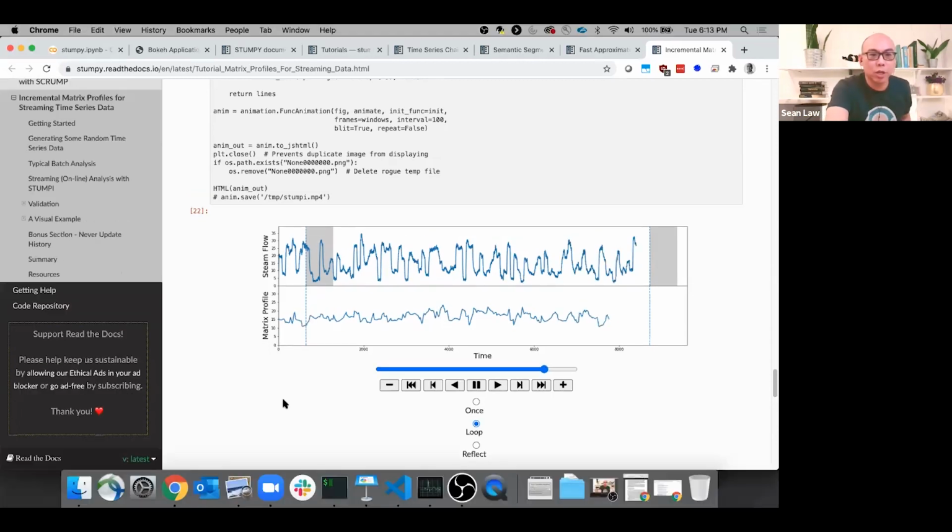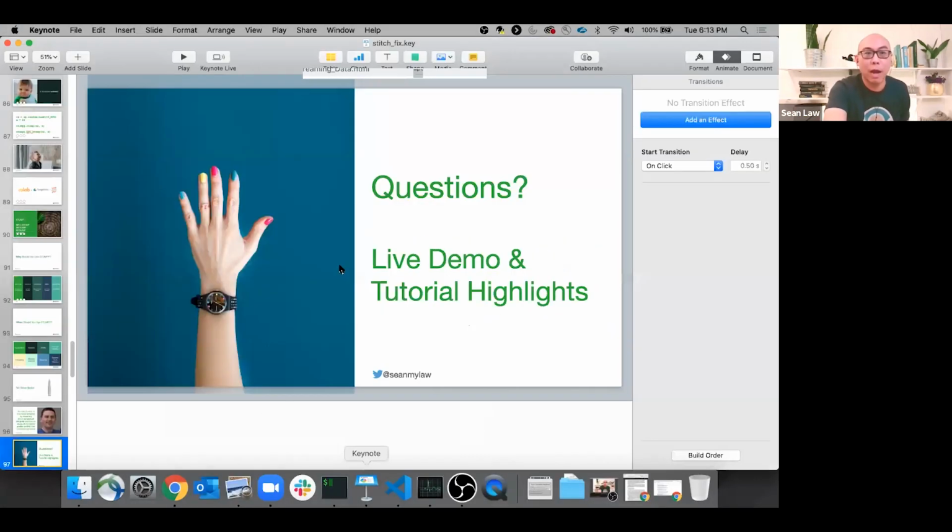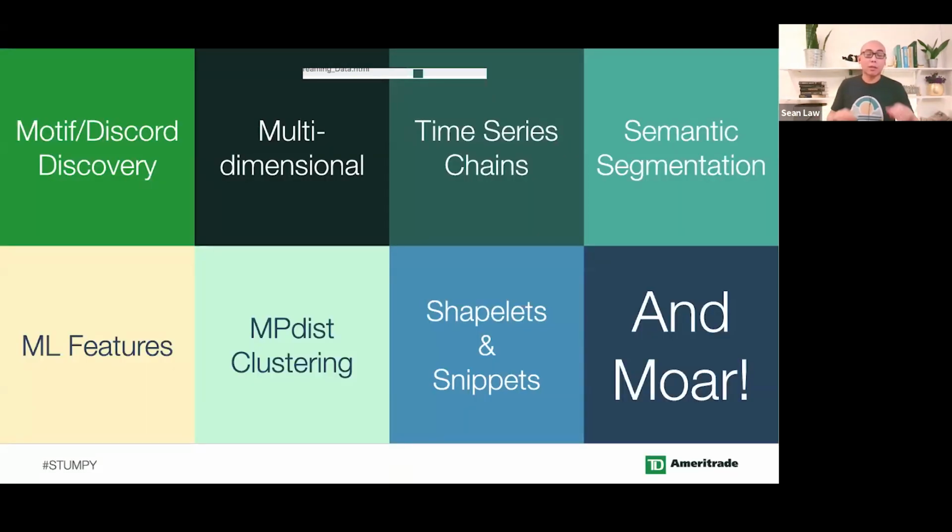I know we're pretty sharp on time, so I want to wrap up this part of the talk. I've talked about many different things. There are a lot of things you can do. You can look for motifs and discords. You can do multidimensional analysis, which I didn't really touch upon. There was time series chains, the forecasting stuff. Semantic segmentation for looking at change points or regimes. Machine learning features, using the matrix profile and the indices as machine learning features. There are also things called shapelets and snippets, and many more.